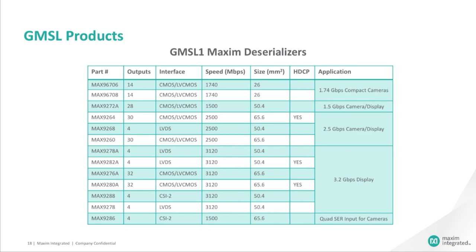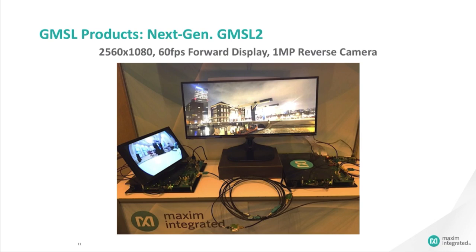The next generation GMSL2 products offer more advanced features like 6 gigabit per second forward channel data rate, 1.5 gigabit per second reverse channel data rate, auto HDCP, DSI, OLDI, HDMI interface support, lossless compression, link diagnostic tools such as eye width monitoring, and multi-stream video and audio capability. These features enable more complex solutions to meet the demand of increasing performance specifications in camera and display applications.